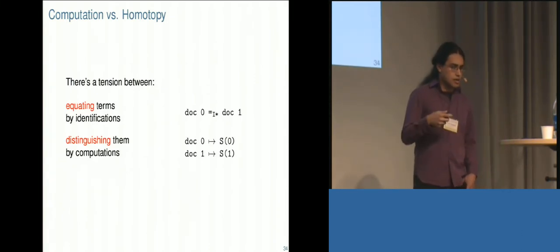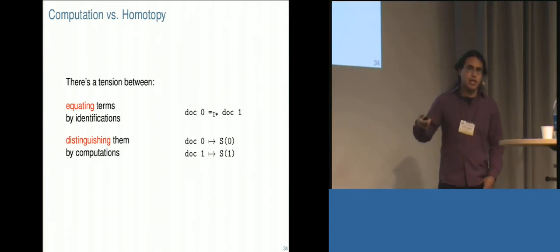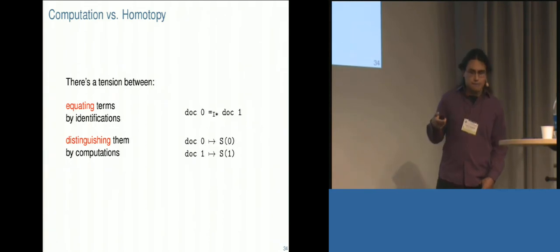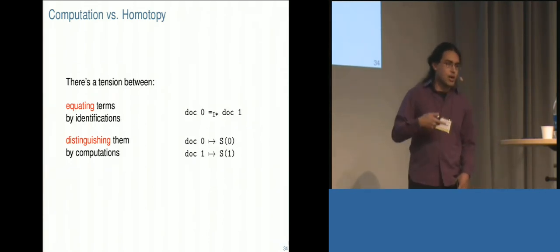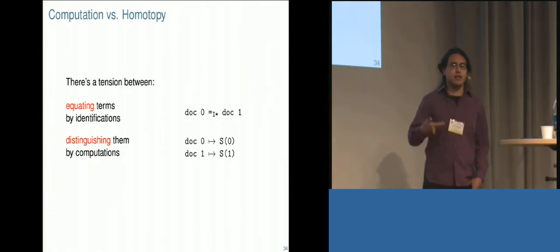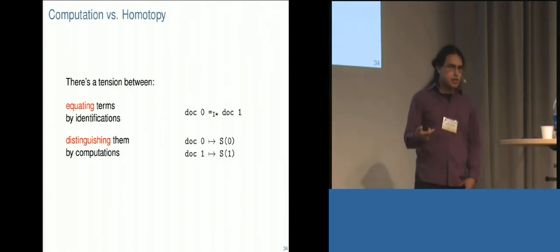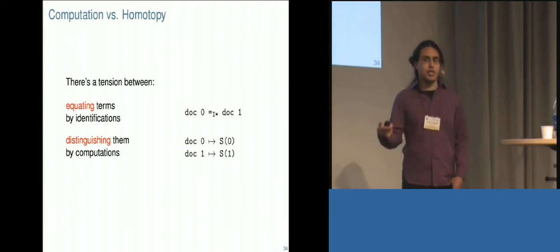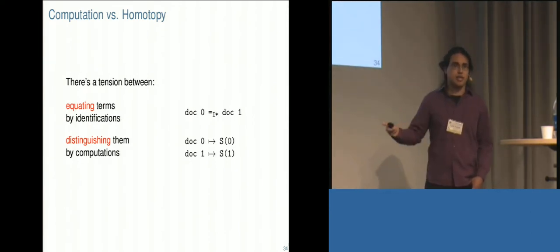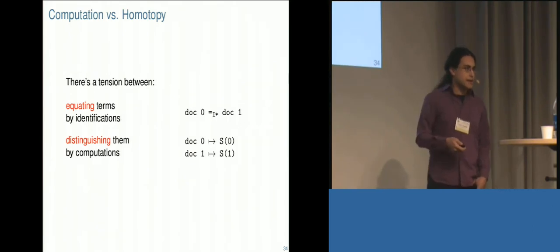The thing I want to leave you with is the idea that there's a tension here between the computation and the homotopy, or the identifications, in that on the one hand, I'm saying that I want to identify a whole bunch of terms using identifications, and I even want to identify isomorphic sets as equal. But on the other hand, computation is all about distinguishing things, right? You want to tell numbers apart, because that's how computing works.